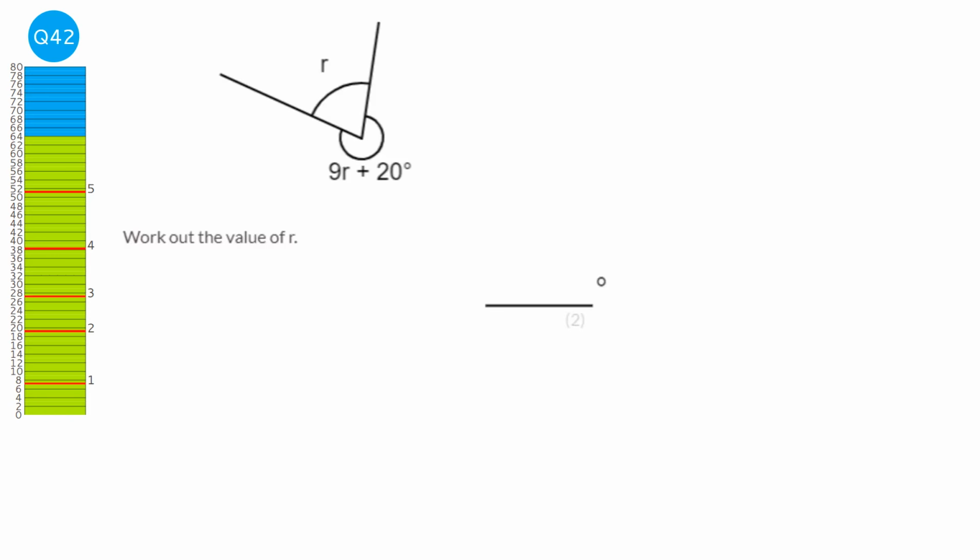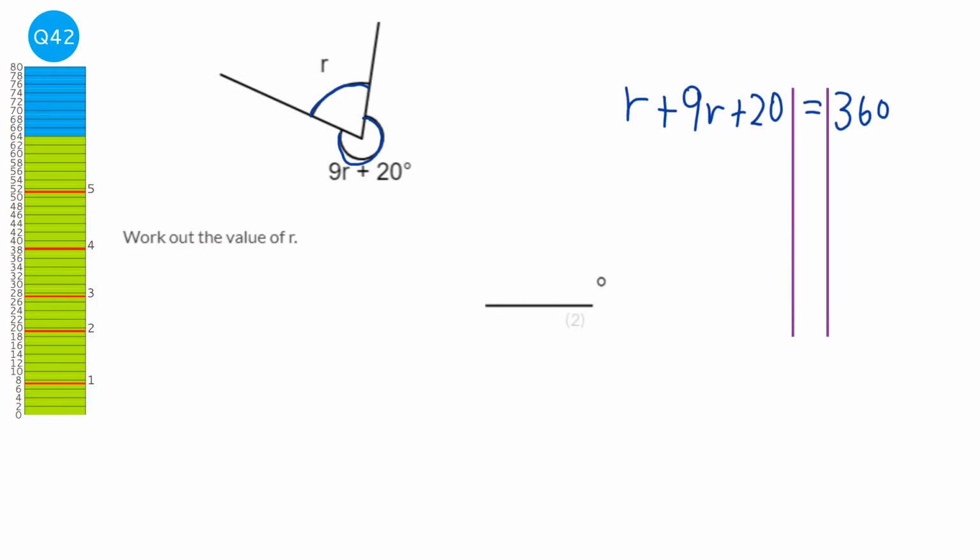So angles on a point add up to 360, and we are given the values of the angles but in terms of r. So we know that r plus 9r plus 20 will equal 360. So we've got an equation here we can solve. First of all, let's add the r's together, and so that will be 10r plus 20 equals 360.